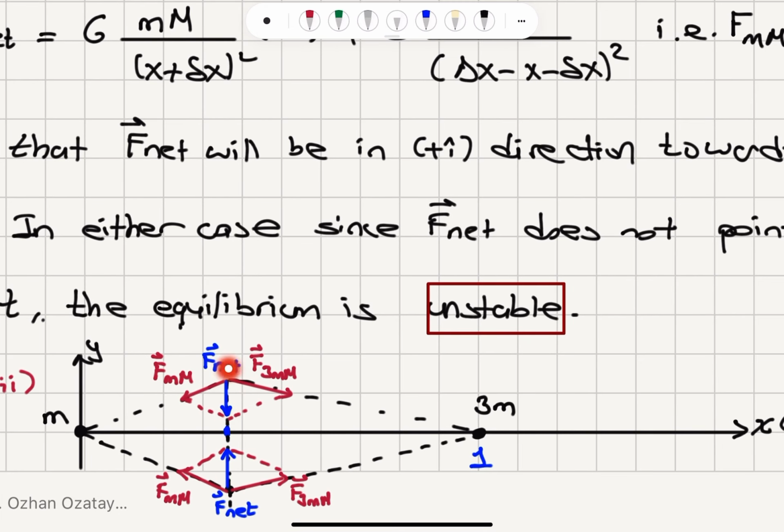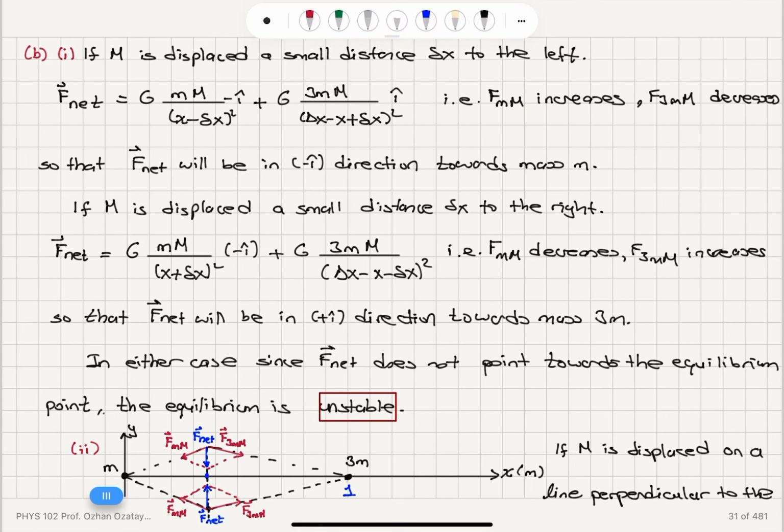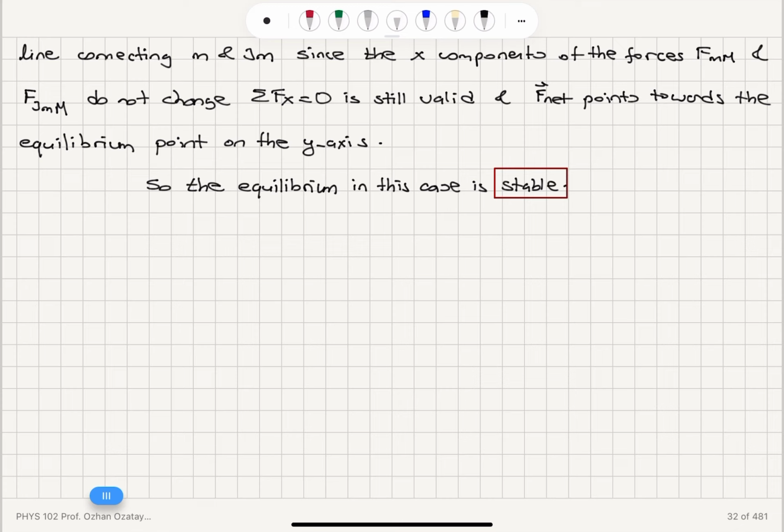If I displace it on the y-axis, I see that because the x components of the two forces, F_mM and F_3mM, are basically going to be the same because the position vector x components don't change, the x components of these forces cancel, but the y components add up vectorially. You can see that they point towards the equilibrium point. Therefore, by displacing it by a small amount, net force on the x-axis is 0, but the net force points towards the equilibrium point. The system tries to go back to equilibrium. Therefore, the equilibrium established in this case is stable.